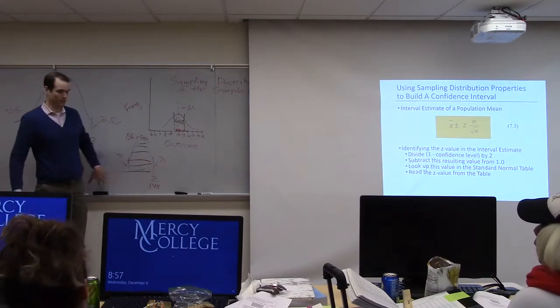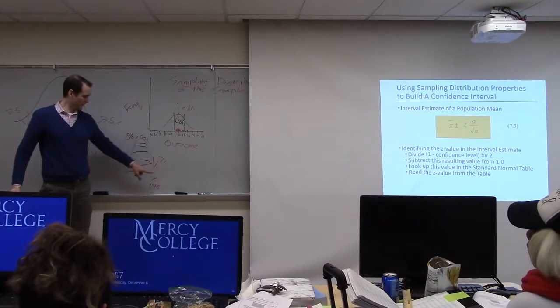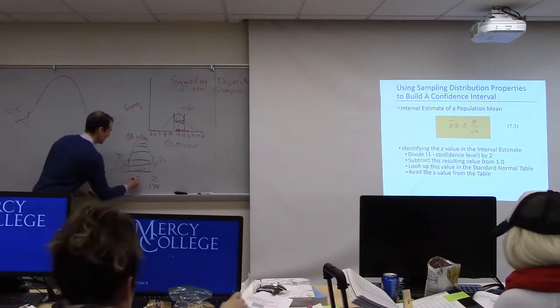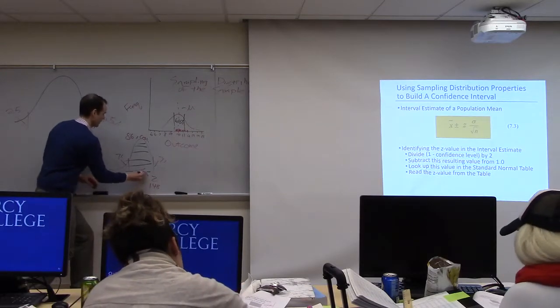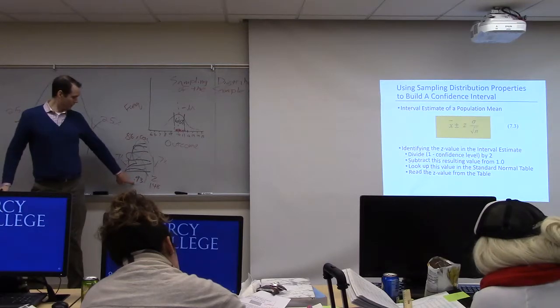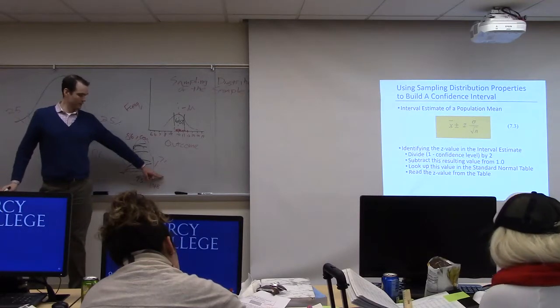How much is below it? 7% is above, how much is below? The 93. Okay. 93%. 0.93 is below here. So now you're looking for a z-value that has 93% below it, 7% above it.